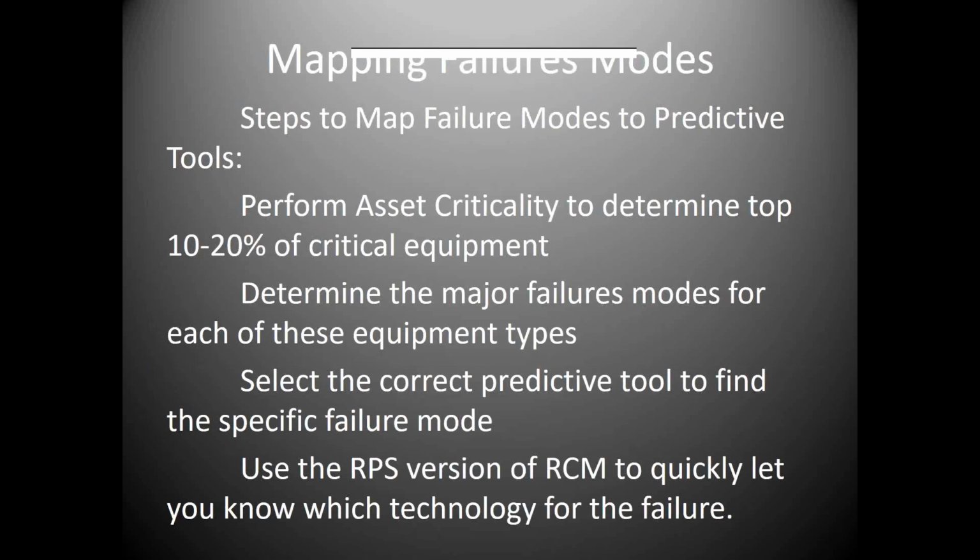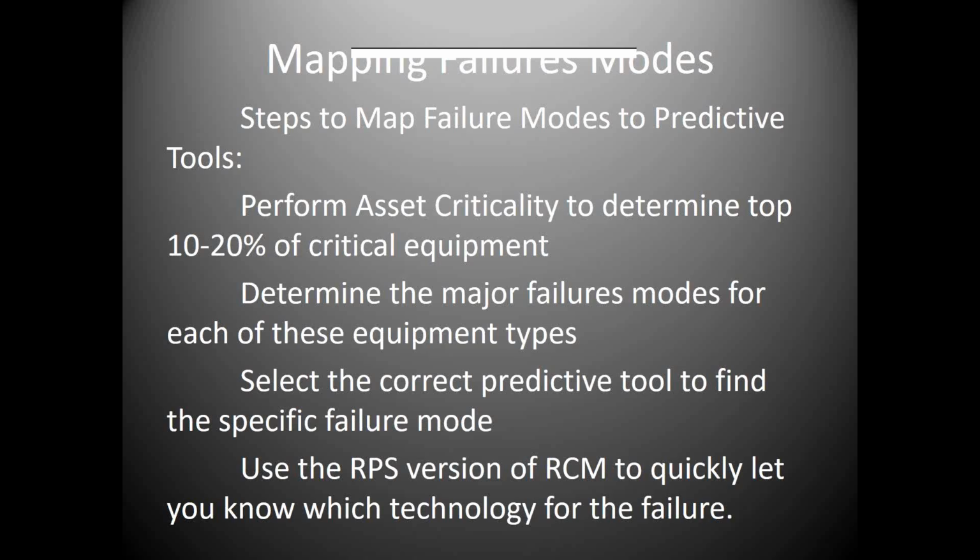So again, steps to map failure modes to predictive tools. Perform an asset criticality. You have to know what the top 10% of your critical assets are. We're going to do this training. We have some software in our company that actually helps you do that. Determine the major failure modes you're trying to find for the equipment types.